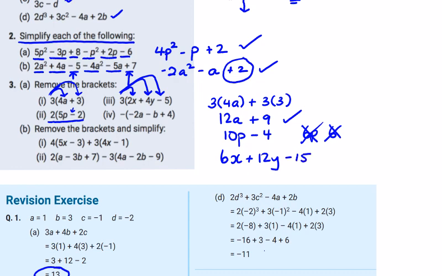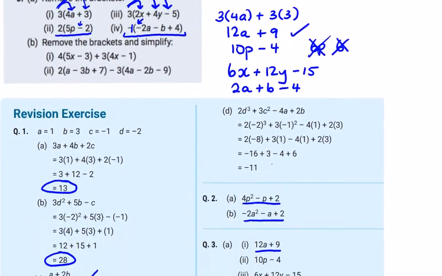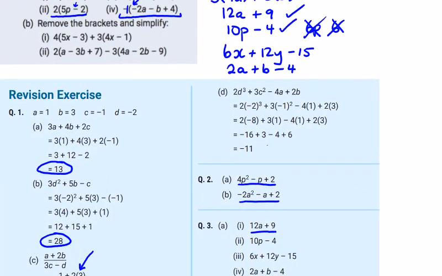And the fourth one, for the real higher level students, you all see this -1 in front of the bracket. We know that when we have a minus sign outside a bracket, it just changes the sign. Multiplying by -1 just changes the sign of everything inside. So when you know that rule, you're just going to write 2a plus b minus 4. Then you go and check your answers. 10p minus 4 is correct. 6x plus 12y minus 15 is correct. And 2a plus b minus 4 is correct.